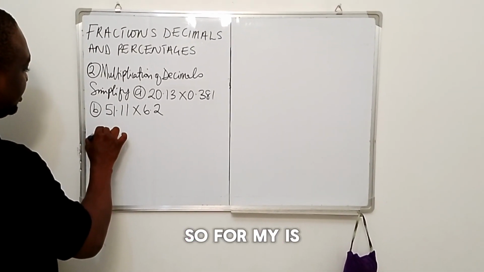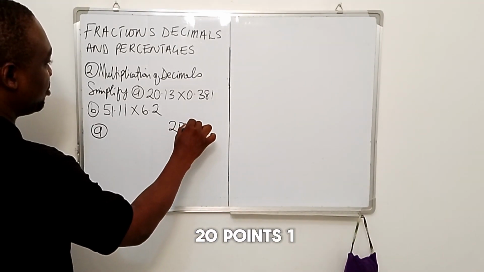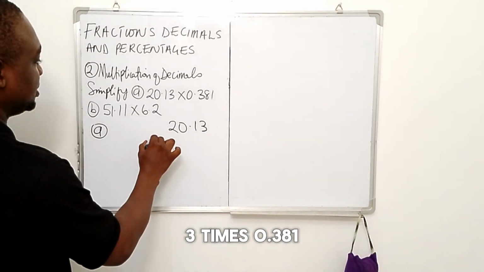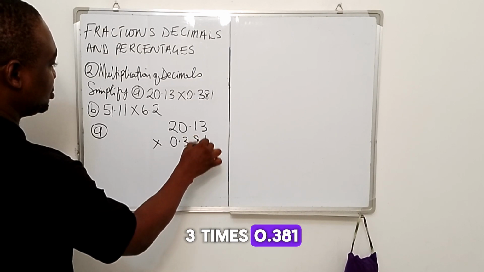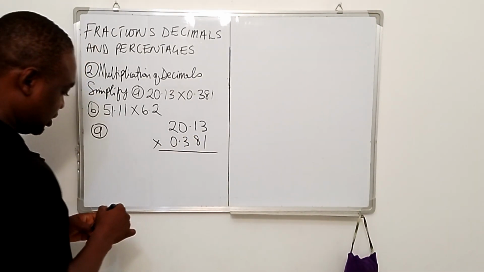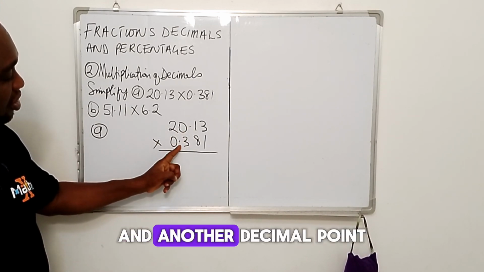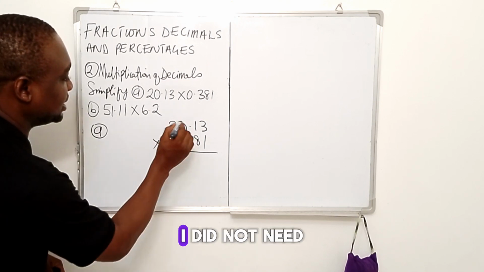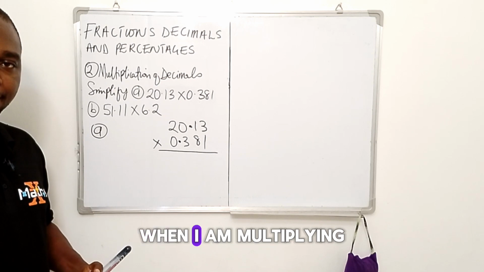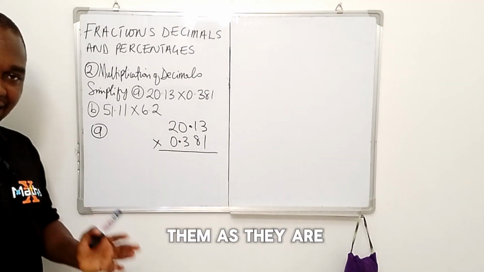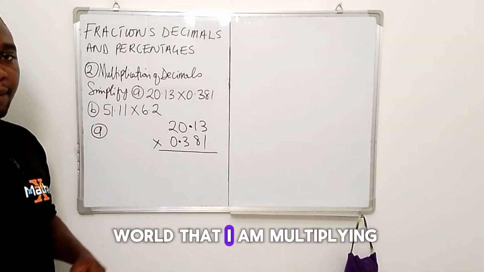So for my example, we have here 20.13 times 0.381. Did you observe that the decimal point is here and another decimal point is here? I did not need to align them when I am multiplying. So I just wrote them as they are. Of course, my sign is here, my multiplication, to show the whole world that I am multiplying.